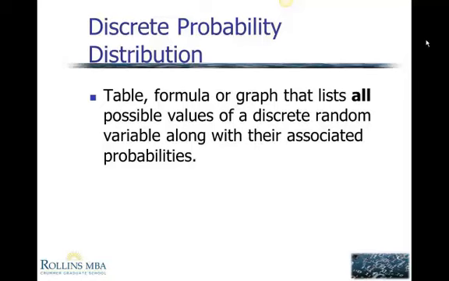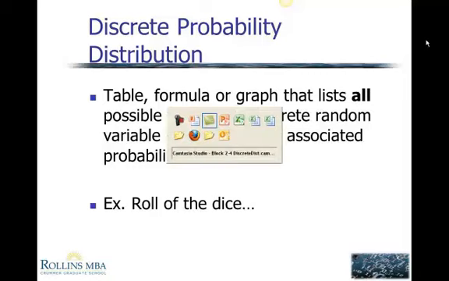So we have to have two things. We have to have all the possible values, and for each value, we have to have the probability of getting that particular value. And it can be listed in the form of a table, which is the most common form, or a formula, or a graph, anything that captures the essence of each possible value and the probability of each possible outcome. So let's take the example of rolling a die, and let's see what that may look like.